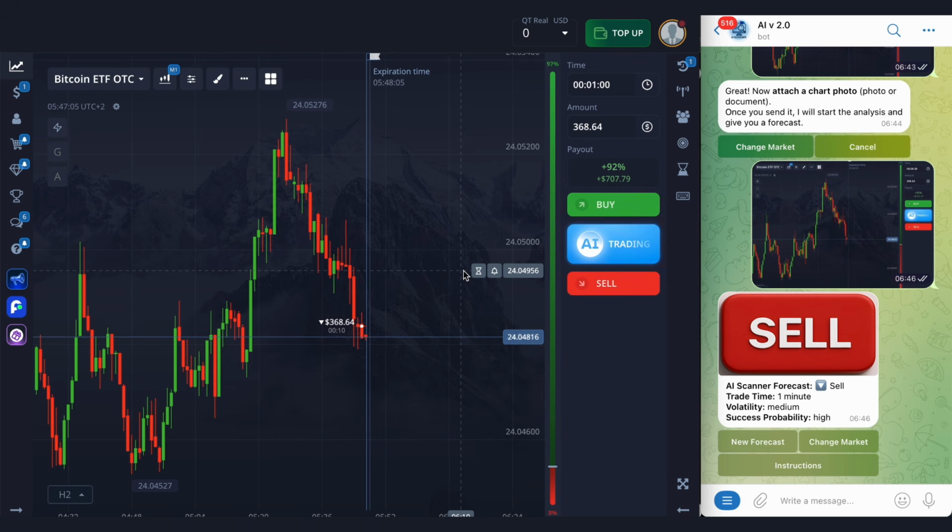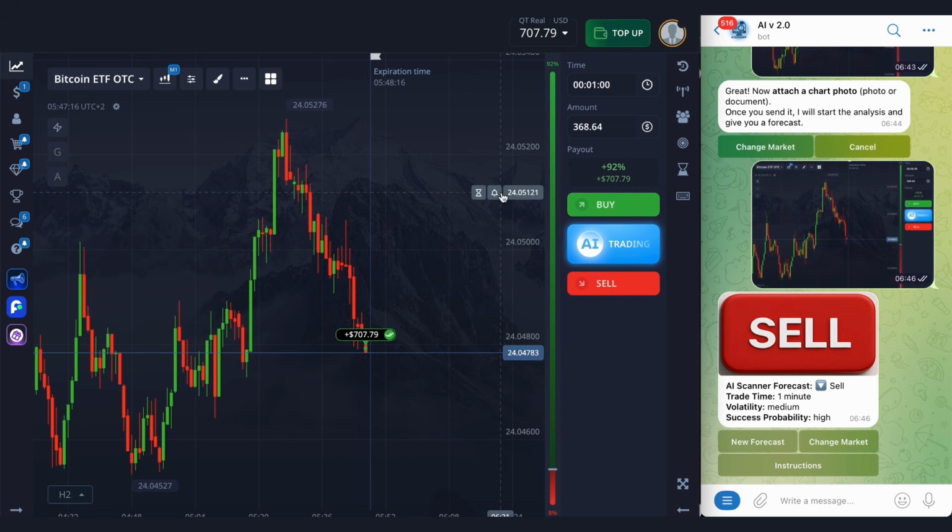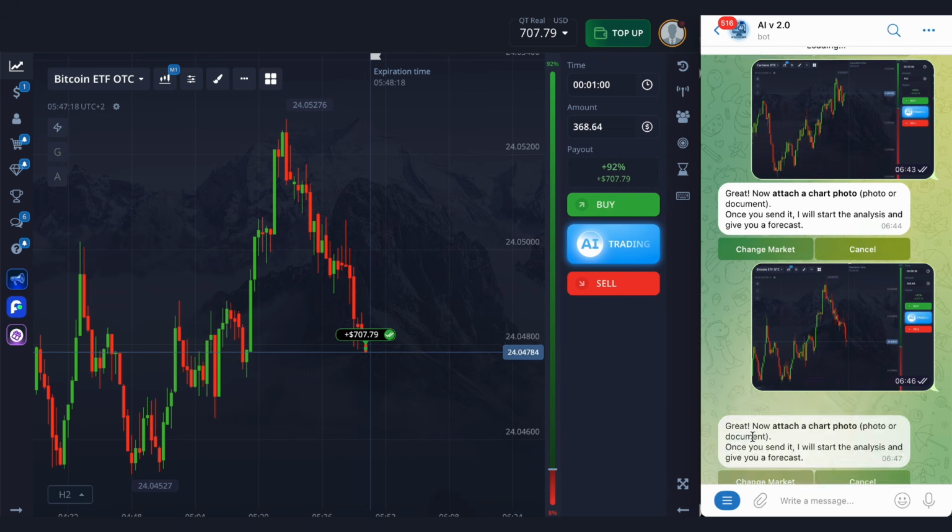11 seconds left on the timer. Holding on tight, ladies and gentlemen. We are almost there for our third trade of the session. Yes, looking good. The sellers are pushing down the trade. 3 seconds left on the timer. 2 seconds. 1. And here we go. Nice and smooth. That's our third win for today, and it is looking good.